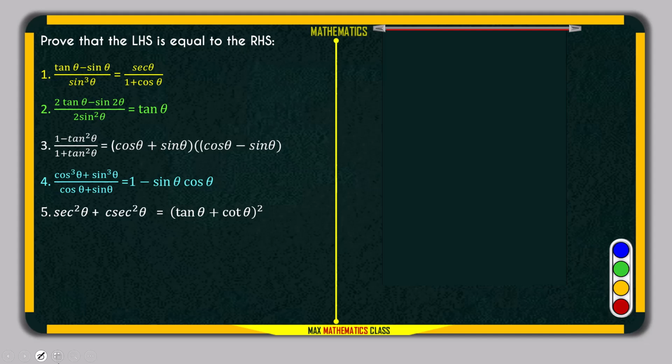In today's class, we are going to look at how we can prove these 5 trigonometric identities. Relax yourself and enjoy the class.